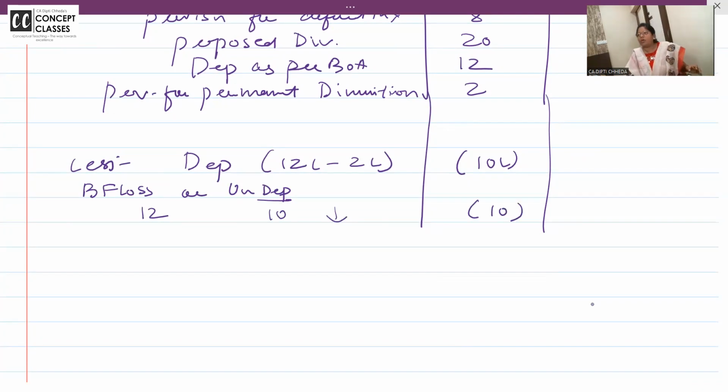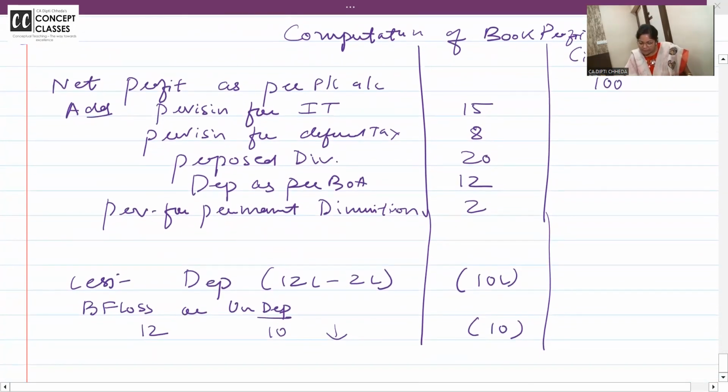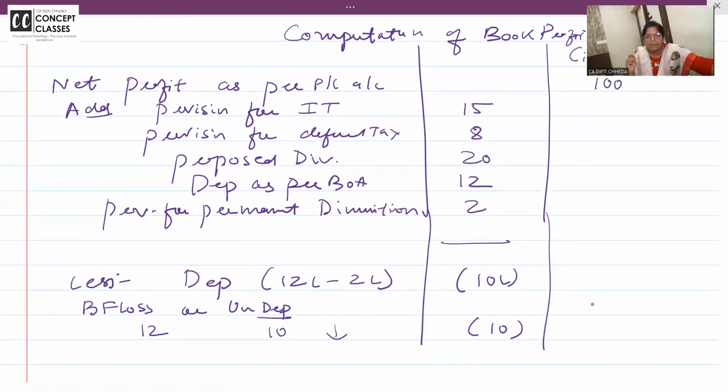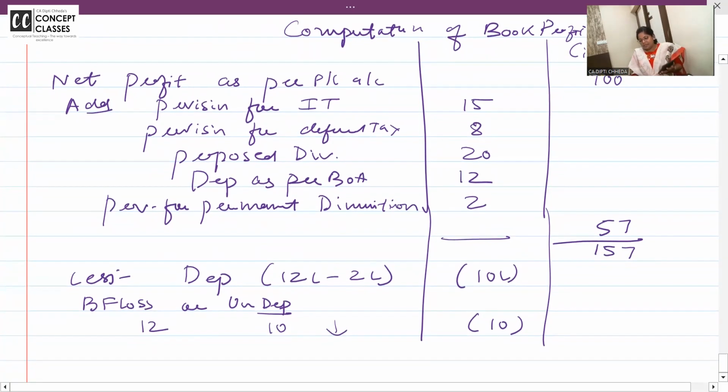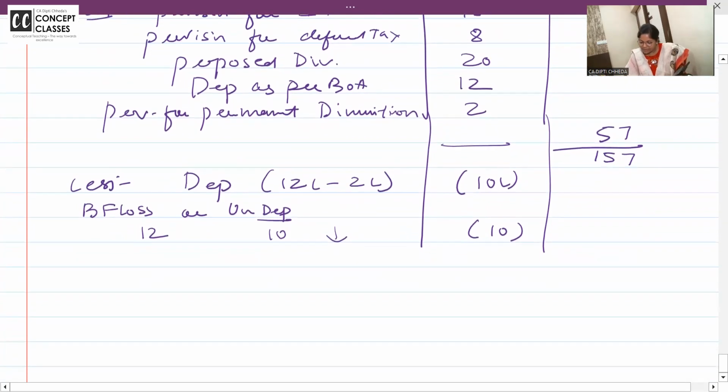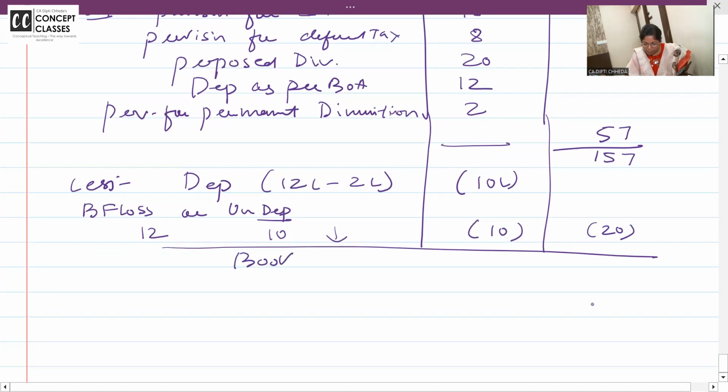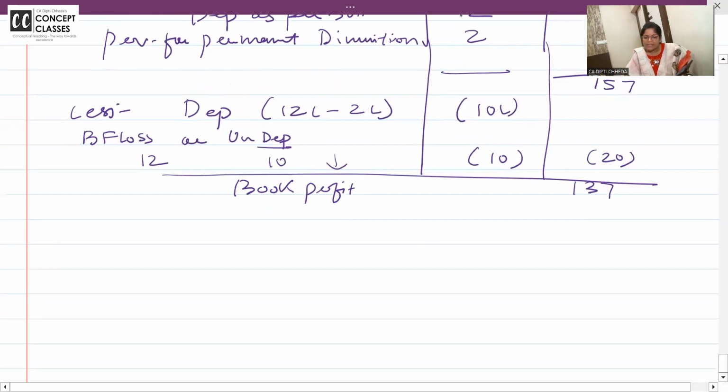Oh yeah, look at the watch. 5 minutes and it's done. Because there is no 43B, there is no capital gain, nothing. Simple. Add का total कितना आ रहा है? 57 lakh. 157. Less का total कितना आ रहा है? I think system is tired. It's not turning up. 20 lakhs. So what is your book profit for math purpose? 137.